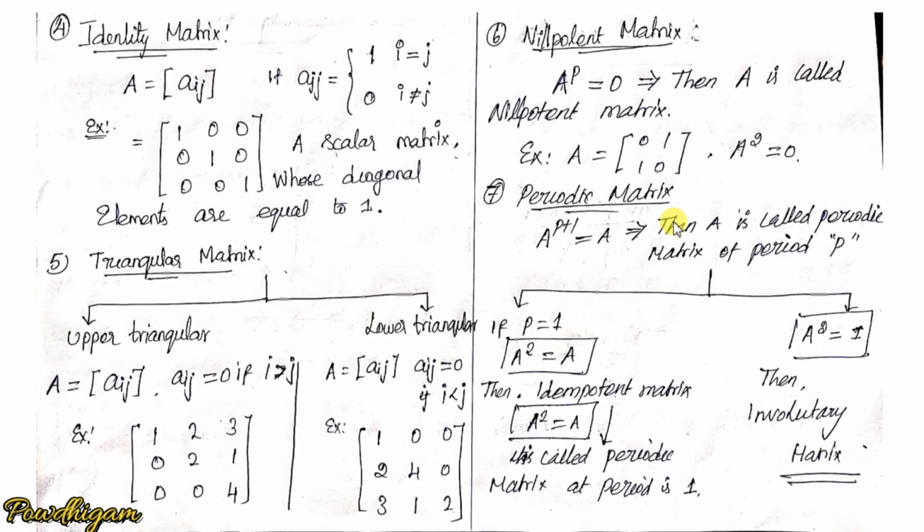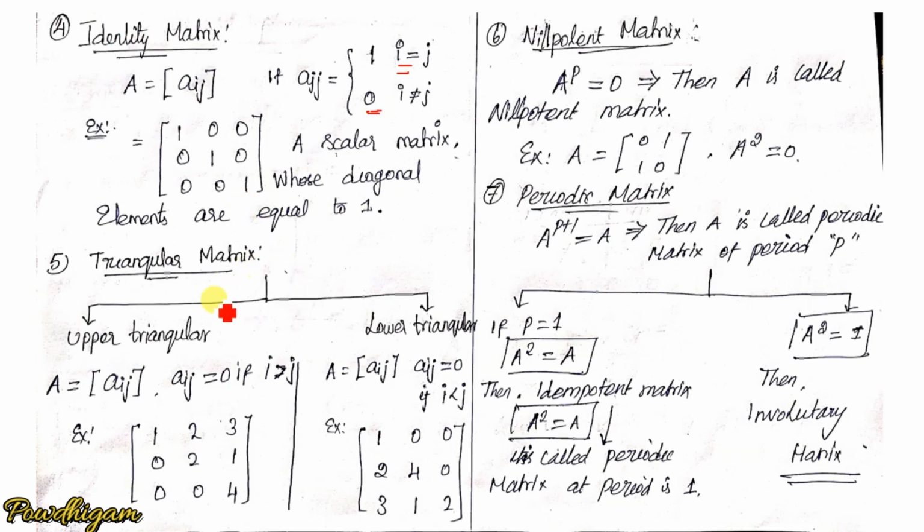The next one is the identity matrix. That we can also define as a matrix equal to [a_ij], where a_ij equals 1 if i equals j, that means diagonal elements are 1, and the remaining, i not equal to j, that means non-diagonal elements are 0. Such a matrix is called the identity matrix. A scalar matrix whose diagonal elements are equal to 1 is called an identity matrix.